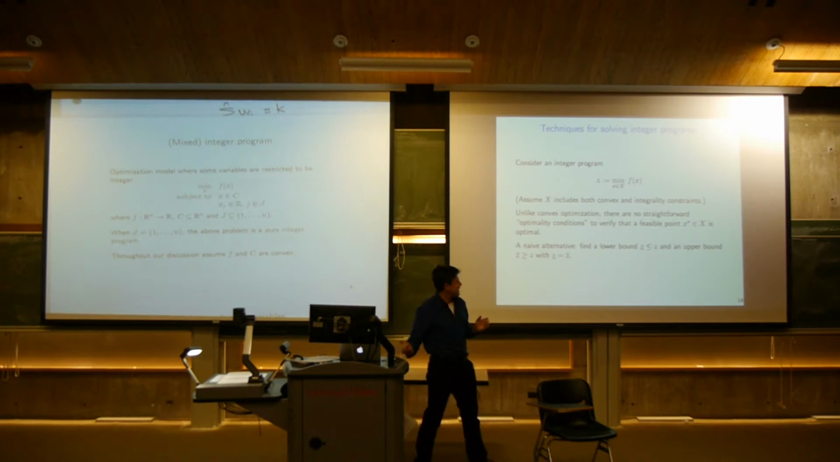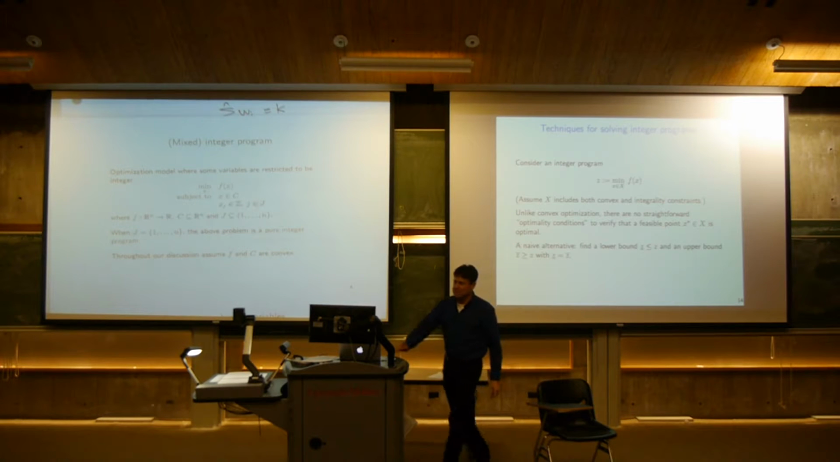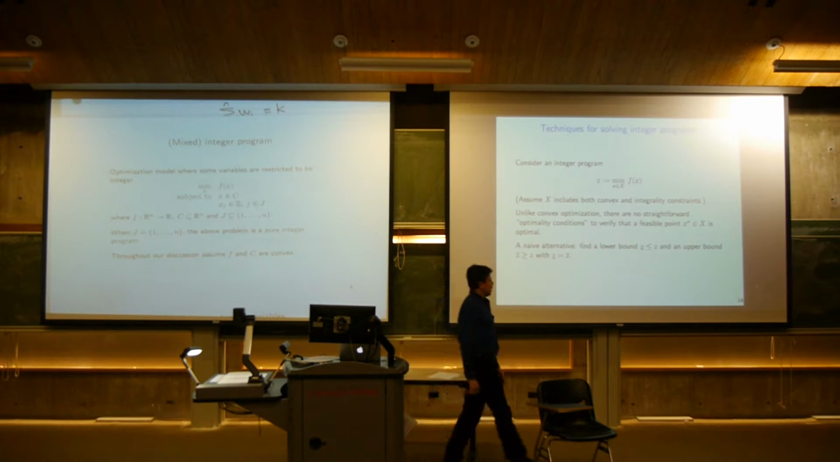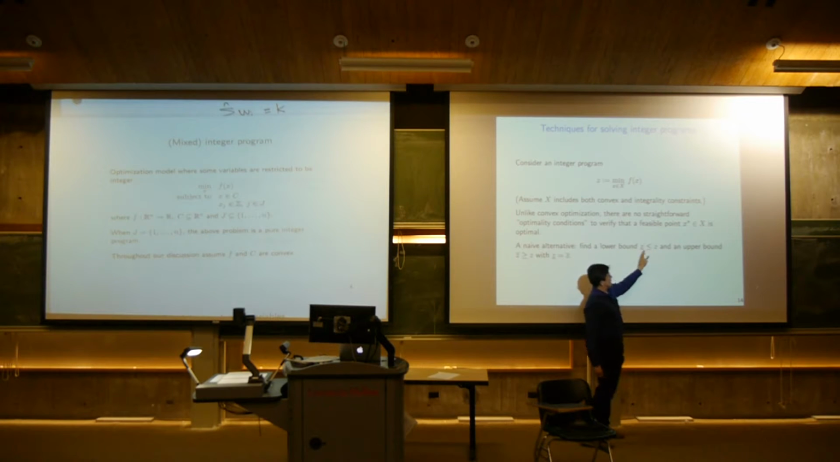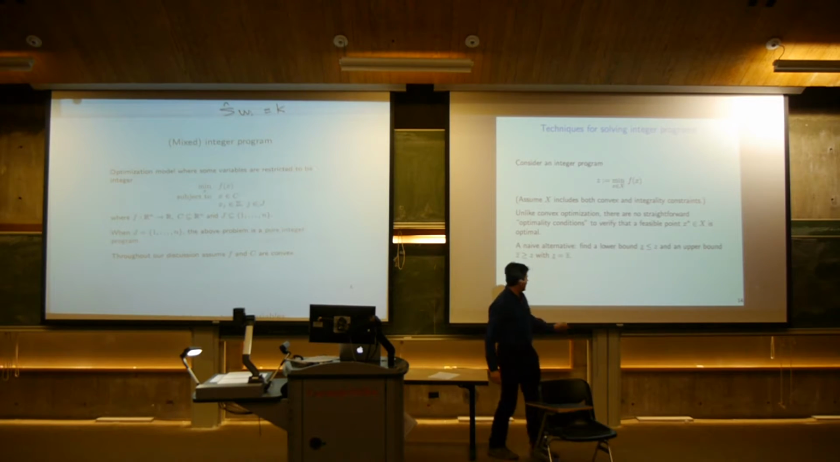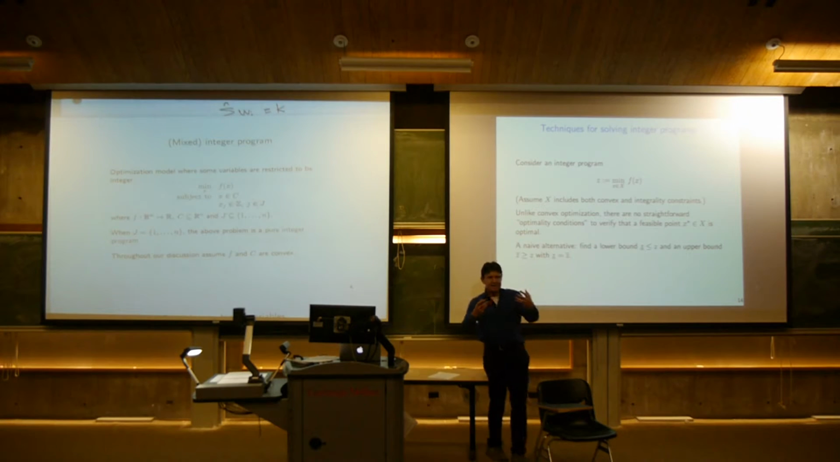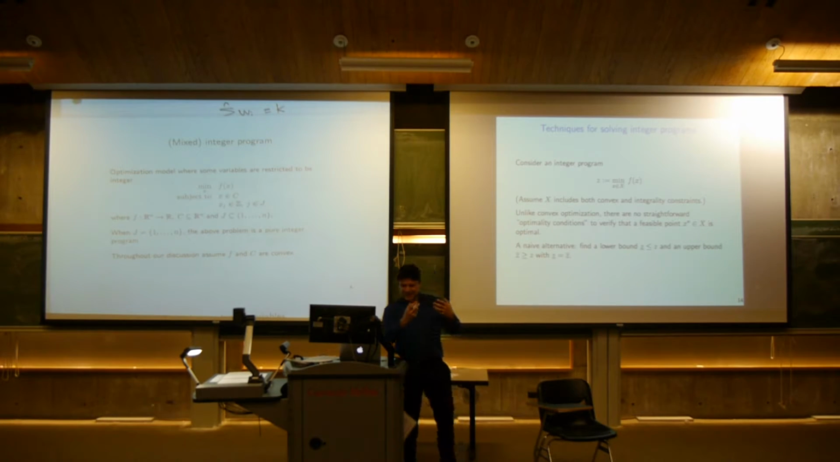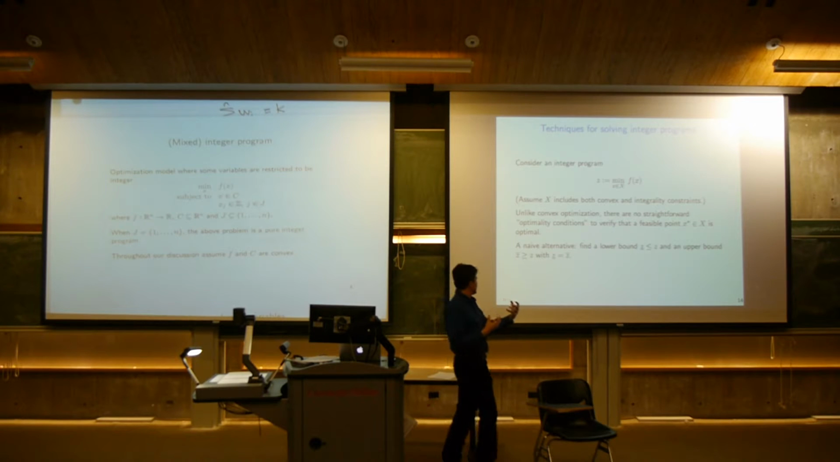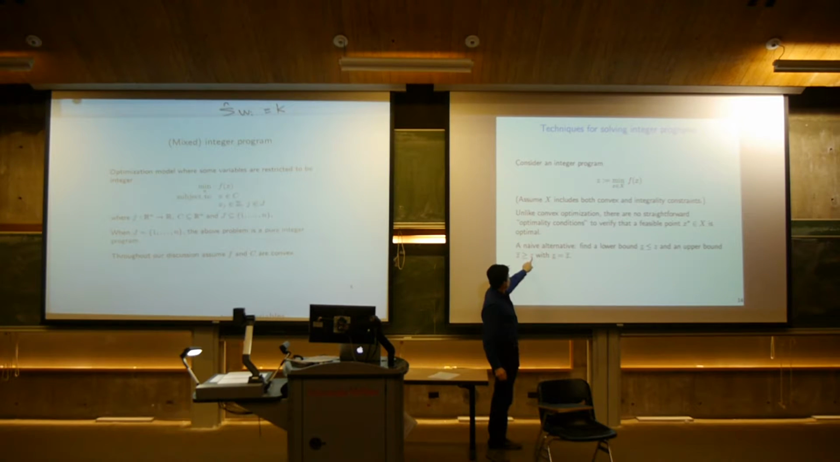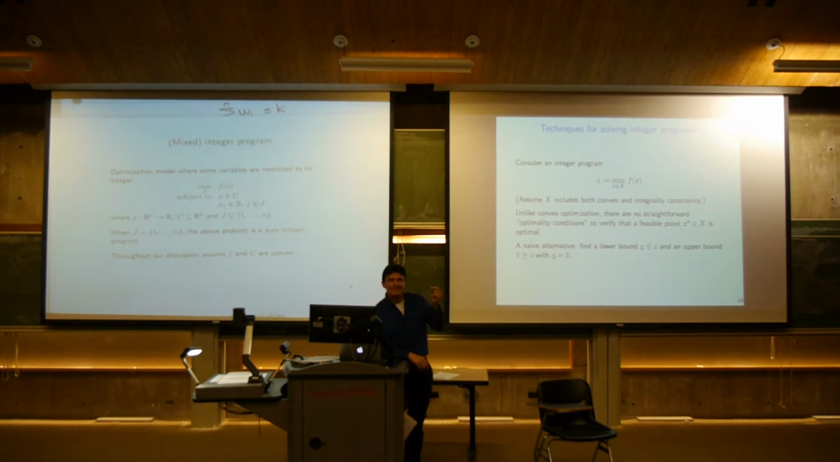But here is a naive idea, an incredibly naive idea. Suppose that we can find a lower bound and an upper bound. If those two are close to each other, or if in the extreme they are the same, and they match the value of my feasible solution, then I conclude that that's a solution.